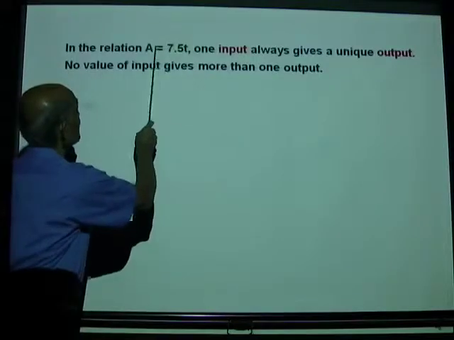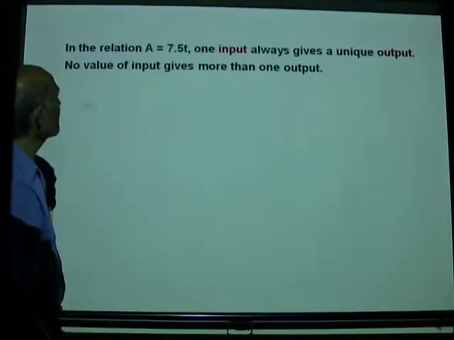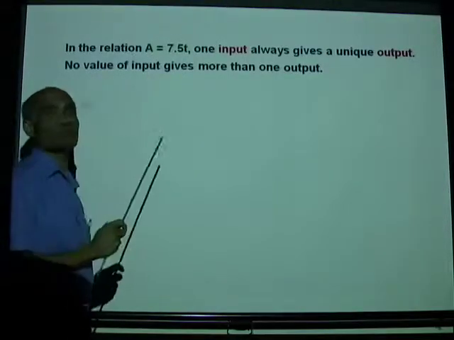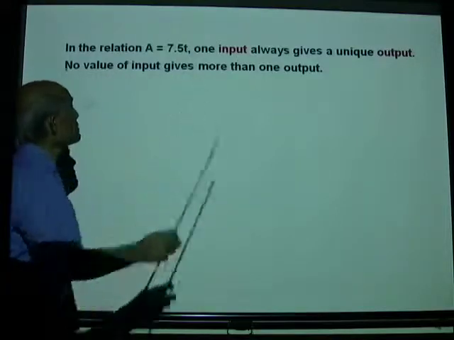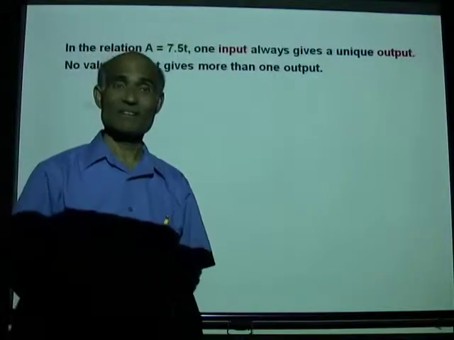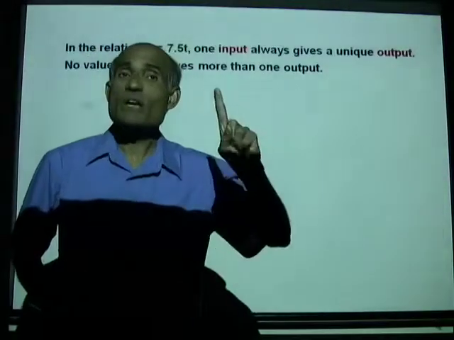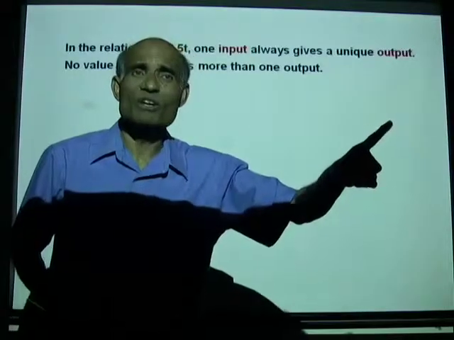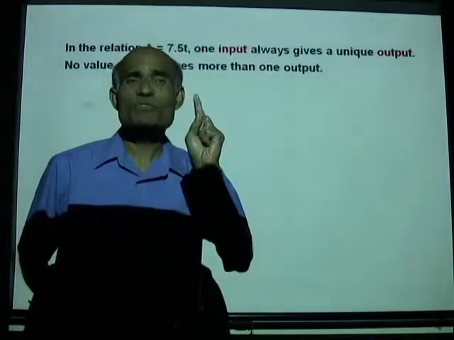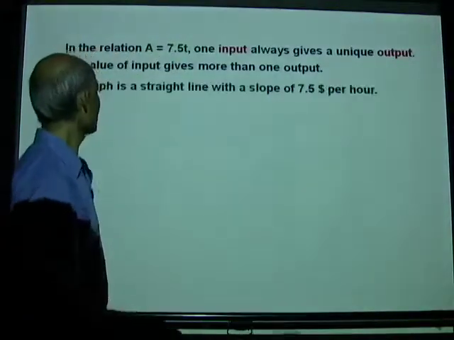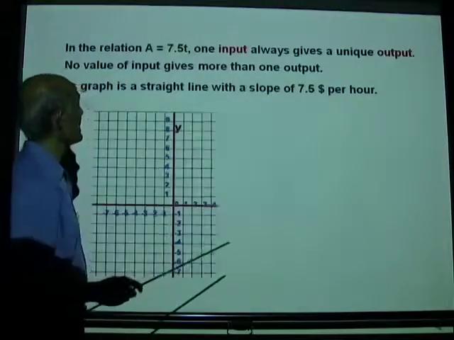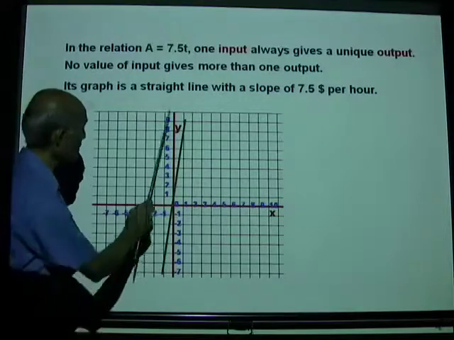Now, if you look at this relation, A equals 7.5T, each input gives you a unique output. In other words, no value of input gives you more than one output, does it? You work for 1 hour, you take home only $7.5. You cannot take any other amount of money. So one input gives you only one output. That means if you draw a graph of this, it will be a straight line. Is that right? It will look like this.